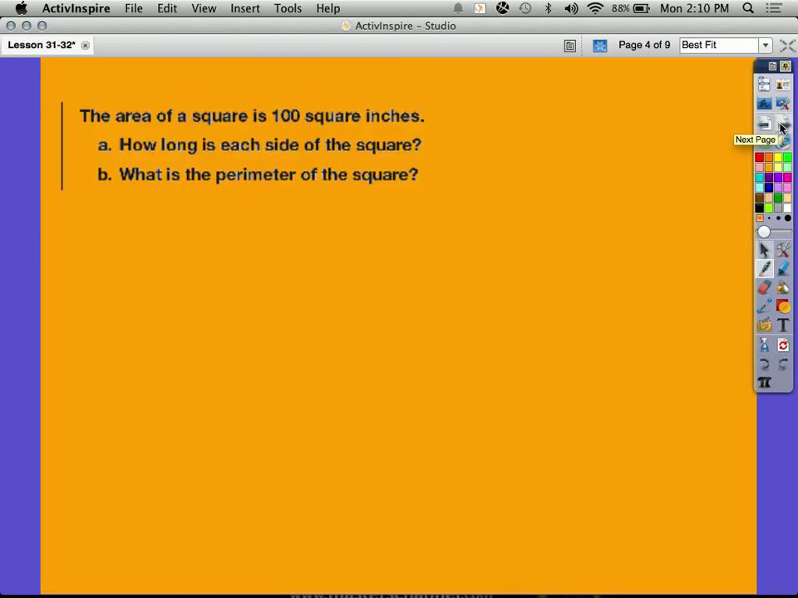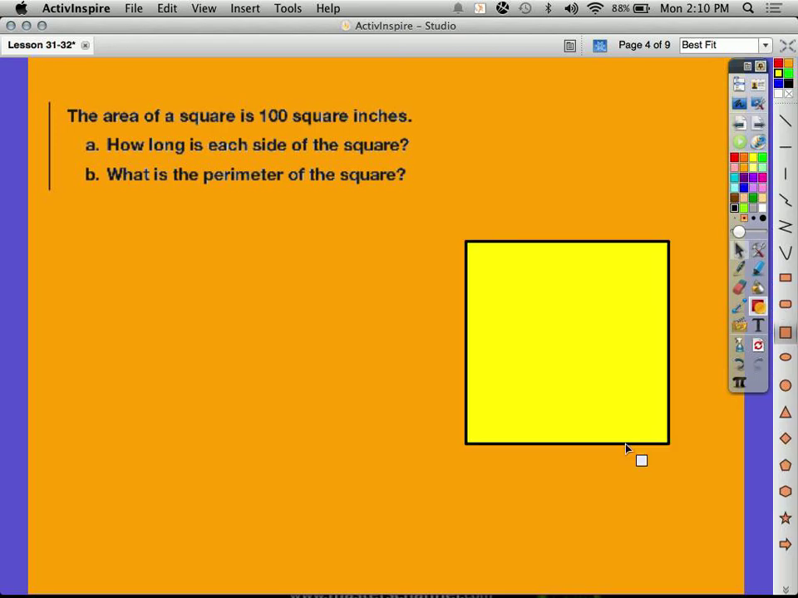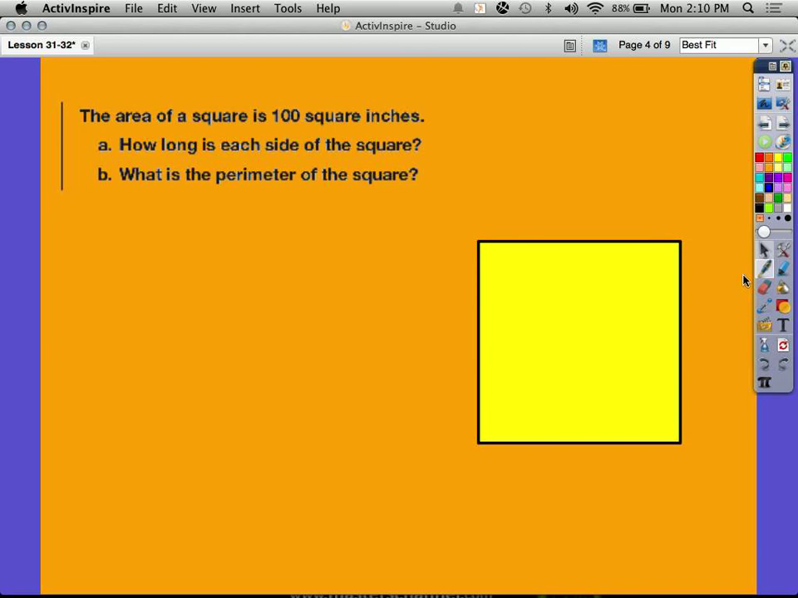The area of a square is 100 square inches. So I'll put a square up here. The area of that whole square is 100 square inches. Letter A asks how long is each side of the square. Well, a square, remember, all the sides are the same. So I'm going to multiply a number by itself to get to 100. So think about what number times itself is 100. If you thought of 10, you are correct. And our label is inches.